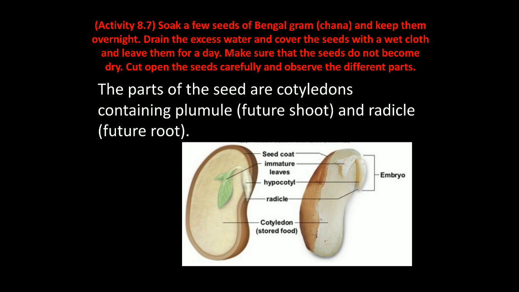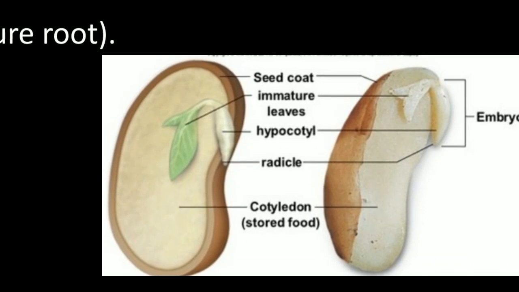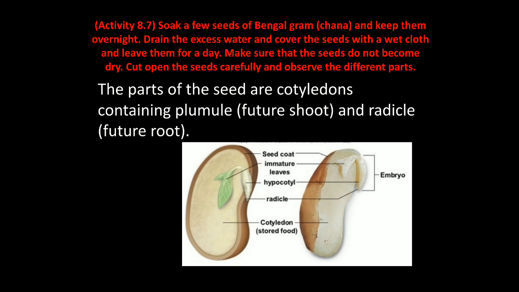You must have studied in 9th, monocot and dicot. If a seed has only one part, it is called a monocot. For example, if you observe apple seed, mosambi seed or orange seed, papaya seed, they are all monocots. Whereas mango seed and groundnut seed are all dicots. Monocot, dicot. See here, it has all the parts. Seed coat is there, immature leaves, radicle which becomes the root, and cotyledon is the name. Now, plumule, future shoot, and radicle, future root.